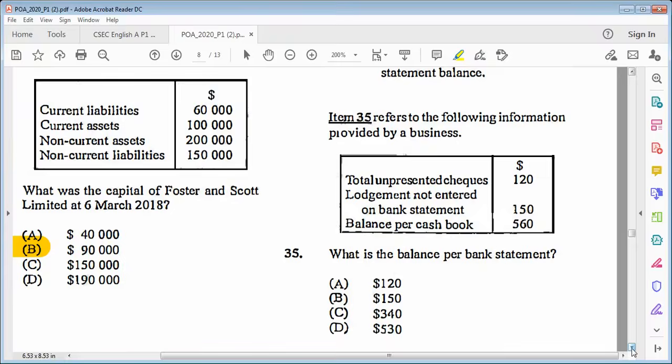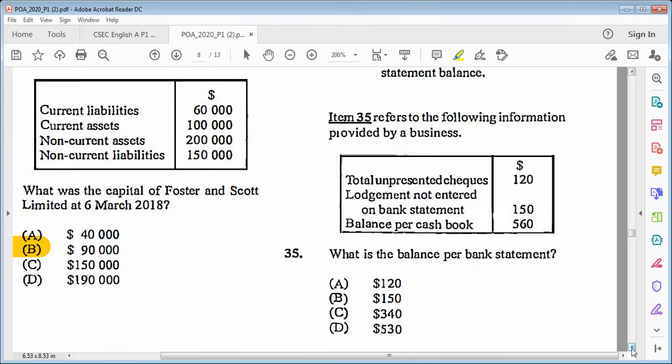Go on to 35. Item 35 refers to the following information provided by a business. Total unpresented checks, $120. Lodgement not entered on bank statement, $150. Balance per cash book, $560. What is the balance per bank statement?